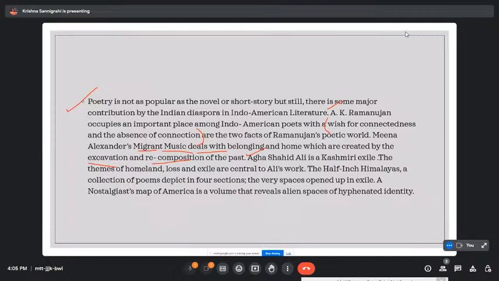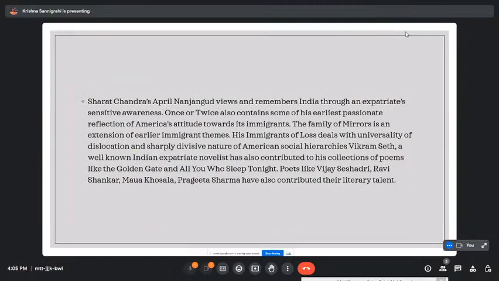What spaces does it reveal? Alien spaces of hyphenated identity. When we are saying hyphenated identity, it is talking about the dual identity, which is a mixture of two identities. So it reveals the alien spaces, the space which these identities occupy, how alien it is. So, alien spaces of hyphenated identities.